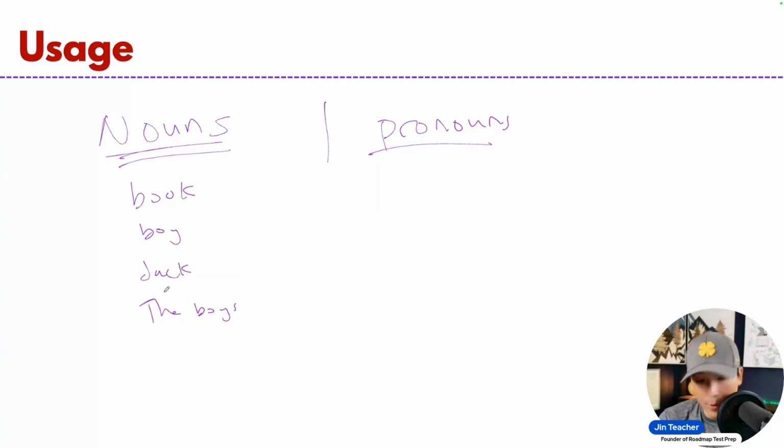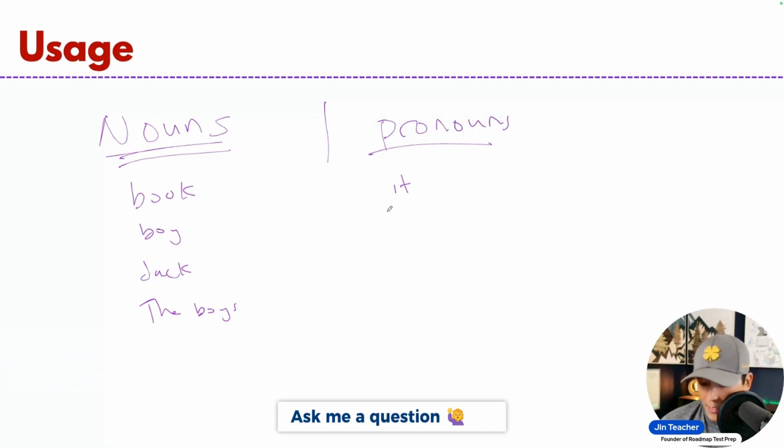Now, what about pronouns? Pronouns are general words that replace nouns. The pronoun it is a general word that replaces the noun book. So if I say the book is on my bed, it is a good book. It is referring to the book. If I say the boy, the pronoun version would be he. Or I could have different forms of the pronouns, like him or his.